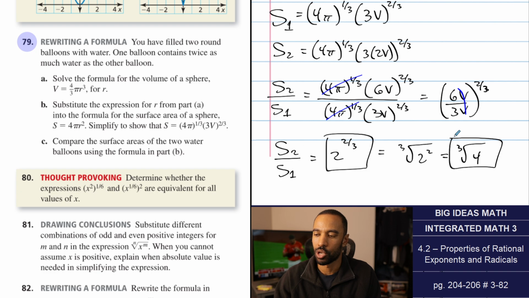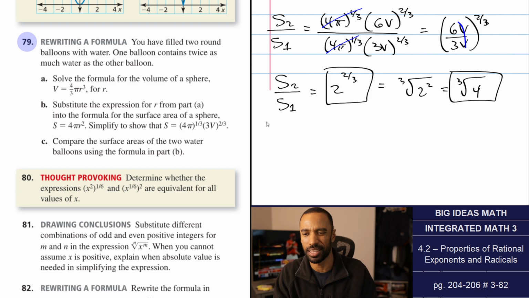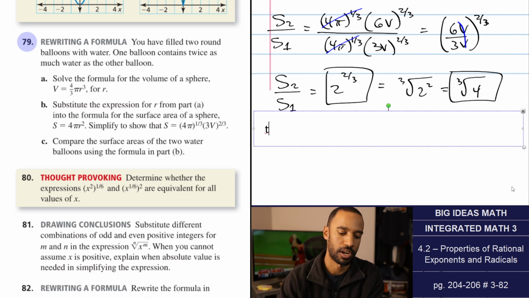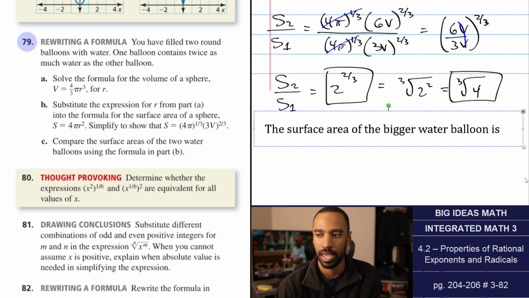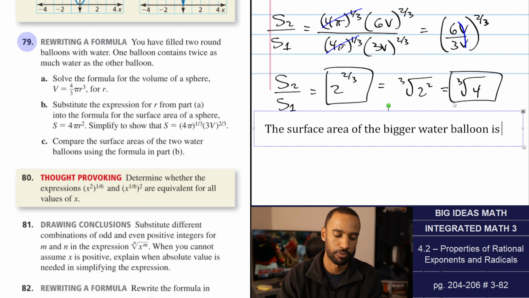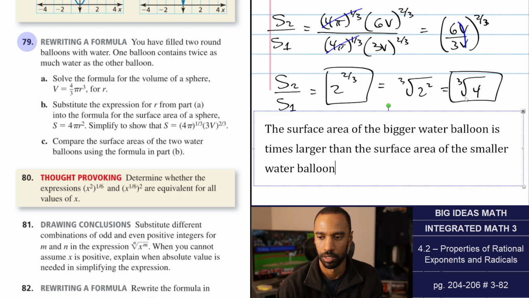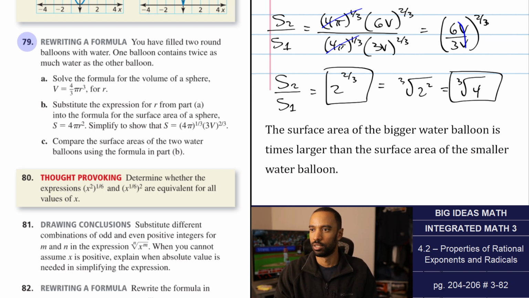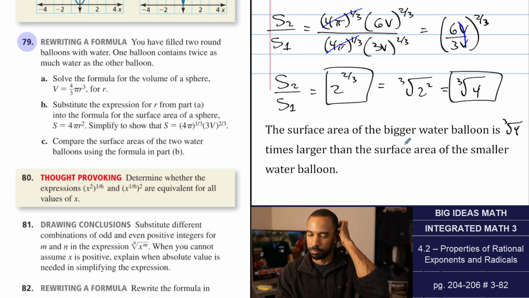That's what I was saying. So the surface area of the bigger one is the cube root of 4 times larger, I think that's the number I said, than the surface area of the smaller one. The surface area of the bigger water balloon is cube root of 4 times larger than the surface area of the smaller water balloon. Let me write the cube root of 4. Cube root of 4, like that. All right, there we go.